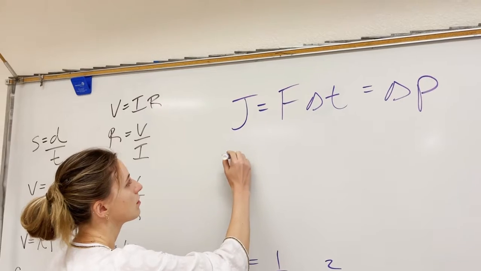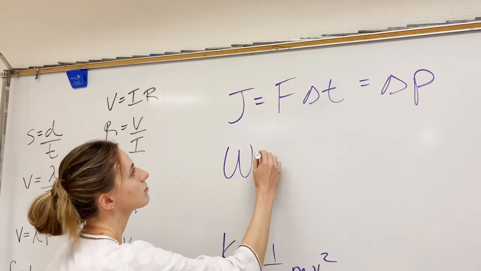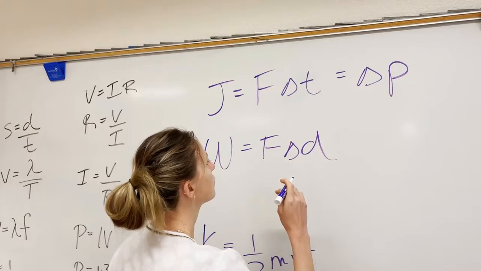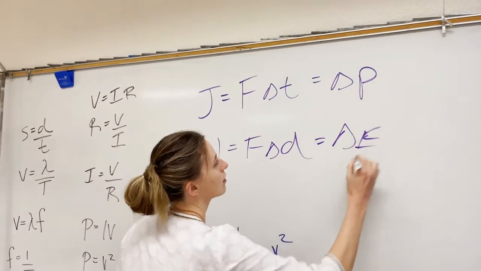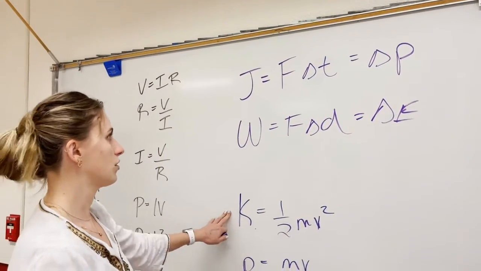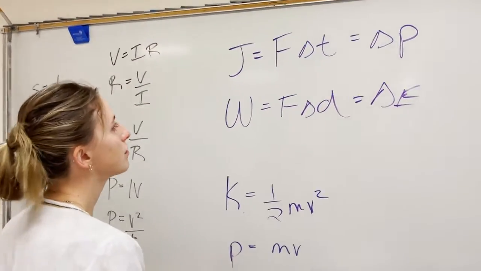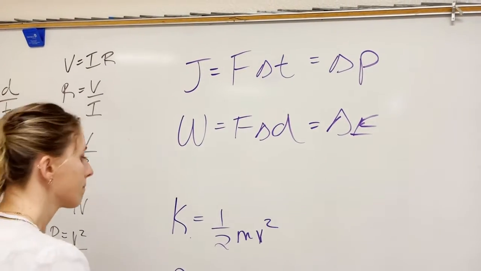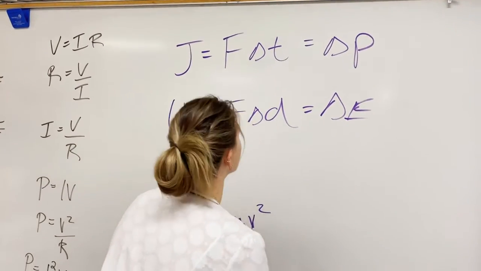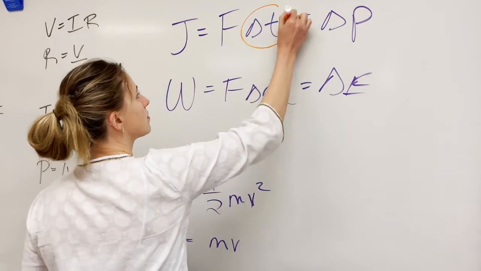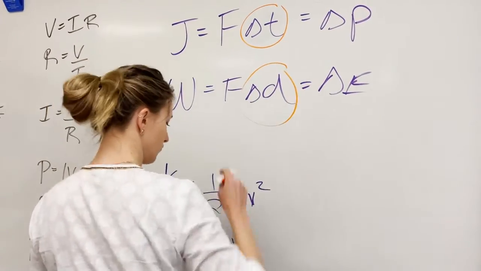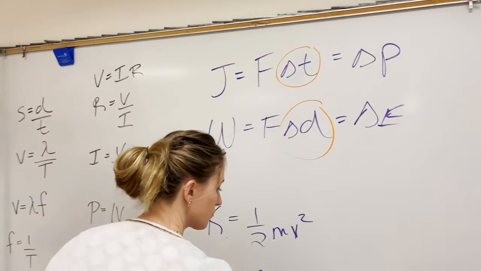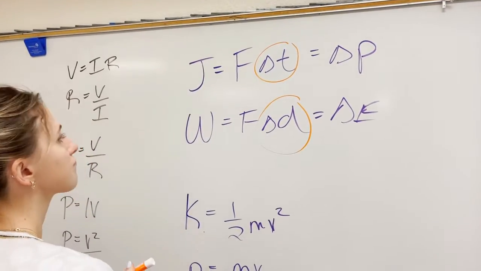So for energy, work equals force times displacement equals a change in kinetic energy. And we talked about this yesterday. What's the difference between these things? Impulse changes momentum over a time interval. Work is done through a displacement. Force causes the change in momentum and the change in energy, but it's a different way of looking at them.